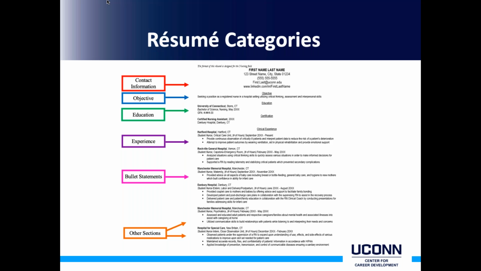So bullet statements are the things that I talked on briefly in the last slide, where it tells the things that you actually did in these positions, and it starts with a verb. So, provided continuous observation of critically ill patients and interpreted patient data to reduce the risk of patient deterioration. So those are the bullet statements. We recommend having anywhere from 2 to 5 bullet statements for each position. Especially with clinical resumes though, you can be doing a lot of different things. We recommend having 1 bullet statement per thing.